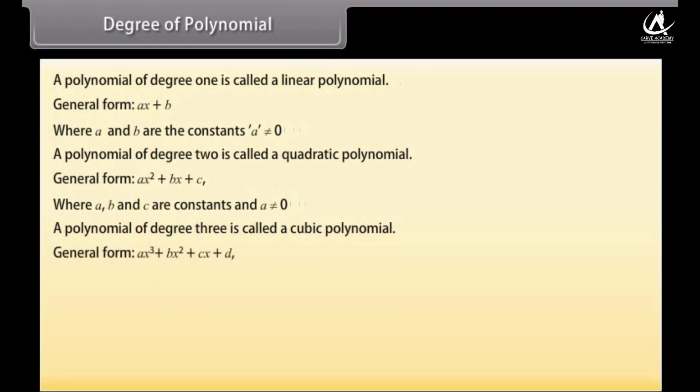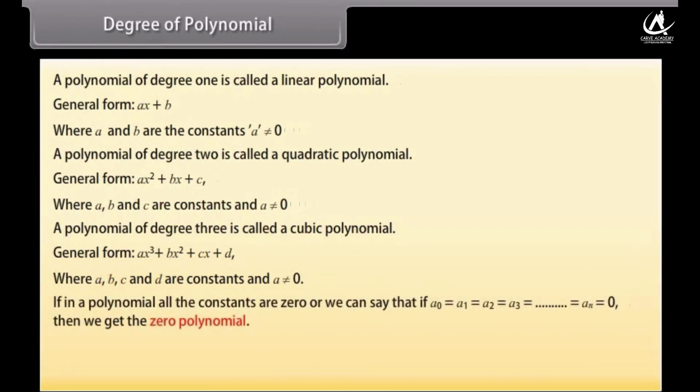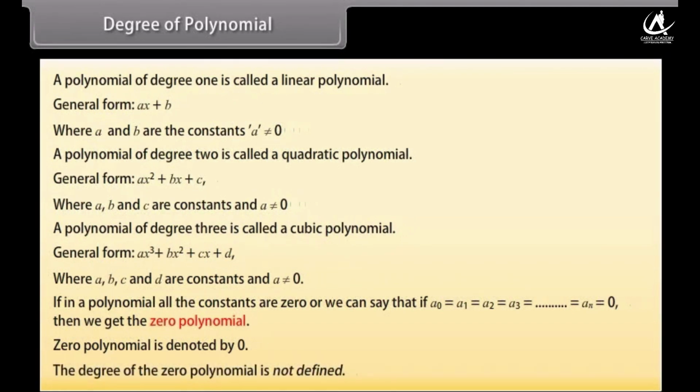Its general form is ax raised to the power 3 plus bx raised to the power 2 plus cx plus d, where a, b, c and d are constants and a is not equal to 0. If in a polynomial all the constants are 0, or we can say that if a0 is equal to a1 is equal to a2 is equal to a3 is equal to so on, is equal to an is equal to 0, then we get the 0 polynomial. The 0 polynomial is denoted by 0. The degree of the 0 polynomial is not defined.